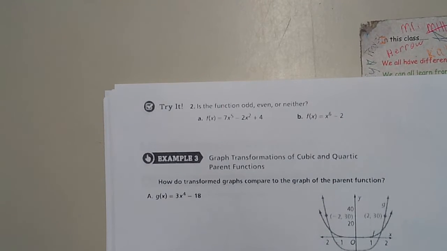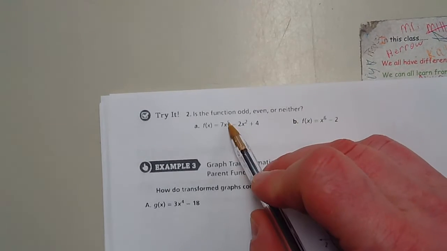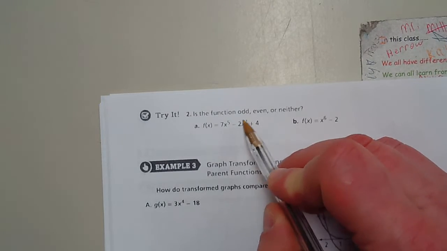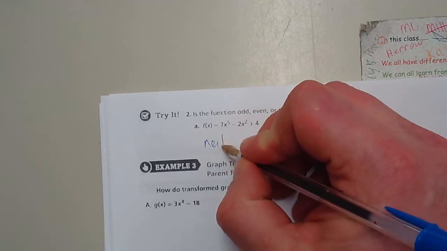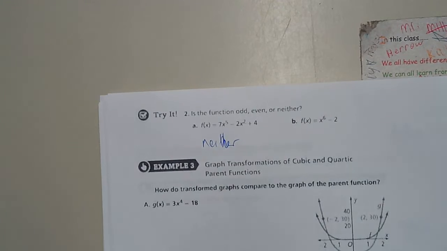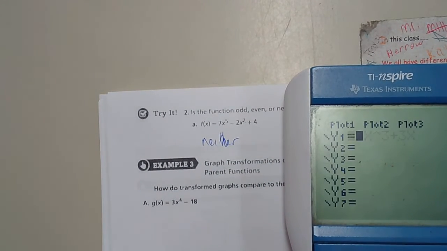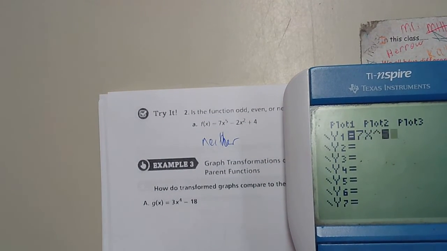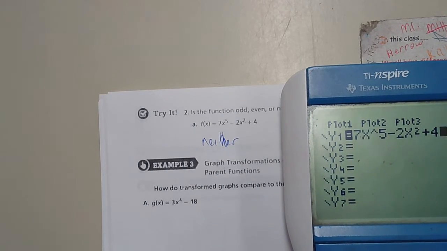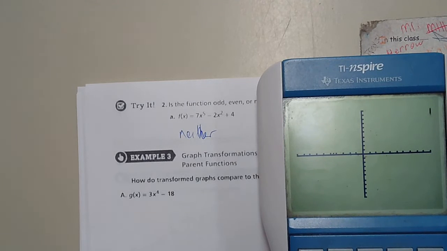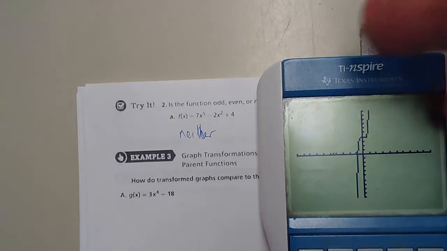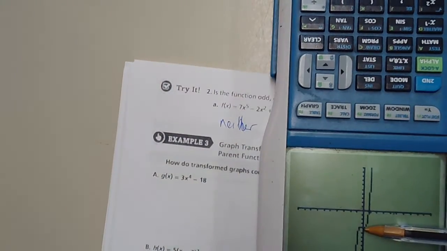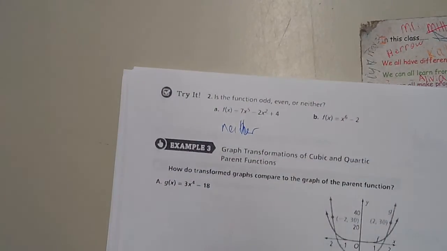This says function odd, even, or neither. This has odd power, even power. As soon as you have any mixture, it's a neither. If you want to graphically see why, we can do that. So 7x to the 5th minus 2x squared plus 4. This should have neither type of symmetry. And I would agree with that because definitely no y-axis. And if we rotate it, it's not crossing up here. It's now crossing down here below. So it's not the same graph. So yeah, definitely a neither.